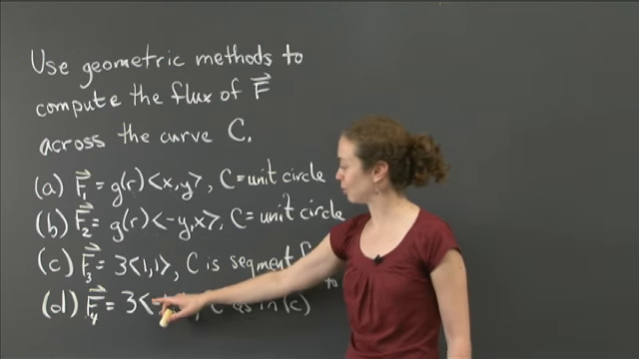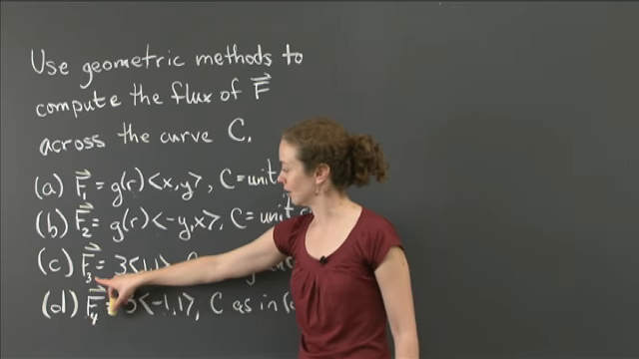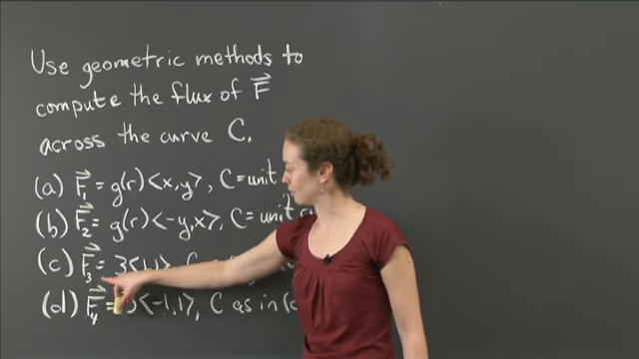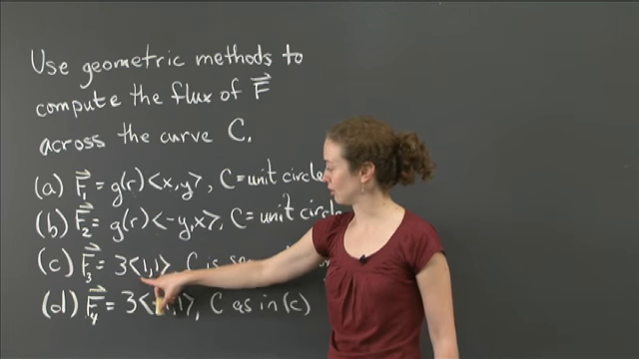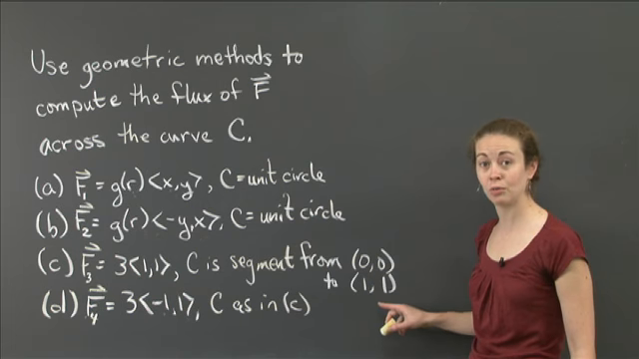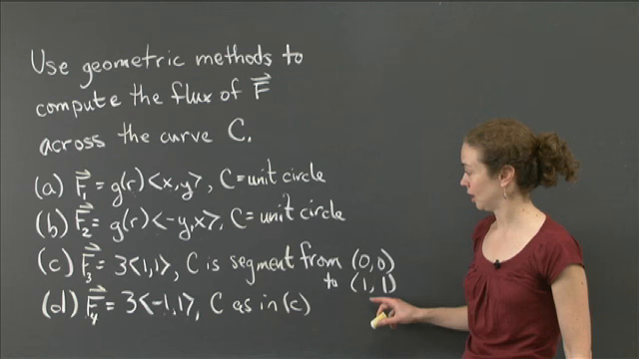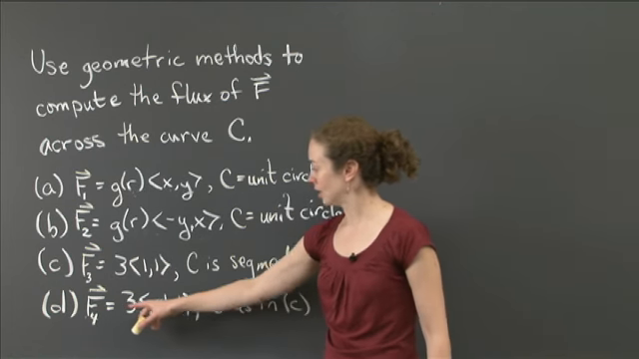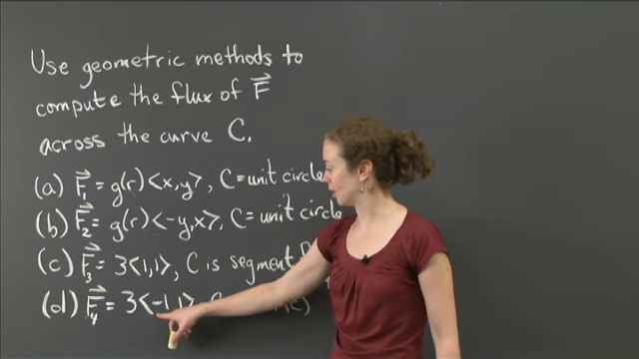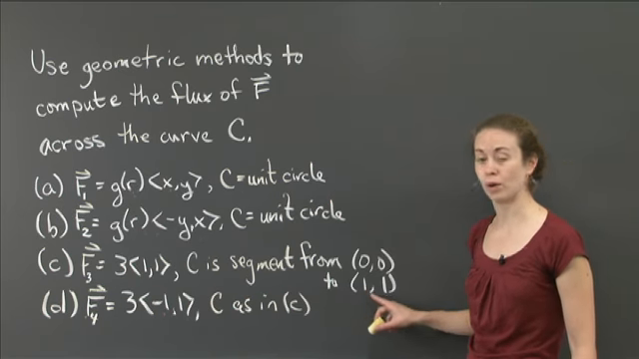The third and fourth ones will use a different C, but they will be the same there. I'll point that out. So the third one, the vector field, is 3 times the vector 1, 1. And C in this case will be the segment connecting 0, 0 to 1, 1. So it's a piece of the line y equals x. And then in part D, F will be 3 times the vector minus 1, 1. And C is again the segment from 0, 0 to 1, 1.